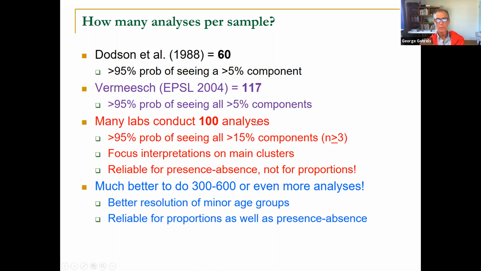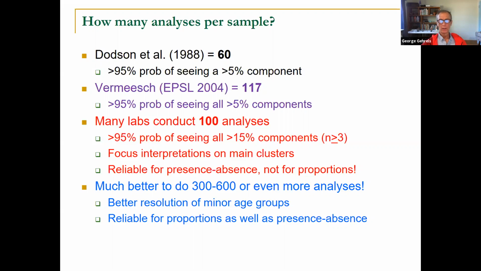I think during this time in the early 2000s, 2010s, a lot of labs were conducting 100 analyses per sample. And if you do the math, that gives you a 95% probability of seeing all of the 15% components in your sample if there's greater than 3. And this allows you to focus on the main clusters of ages, and it's reliable for presence and absence, but probably not for the proportions. You just don't have enough information there to talk about proportions of ages. And Kurt is going to take you through a lot of information about that later today.